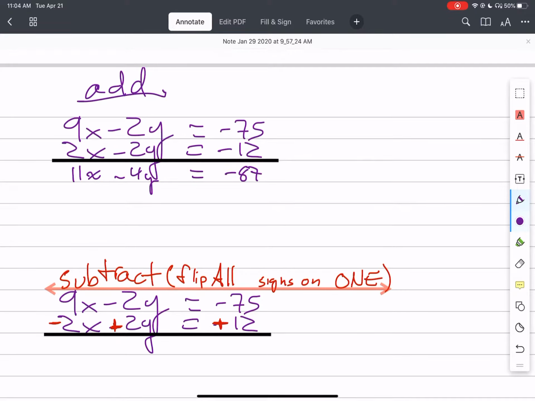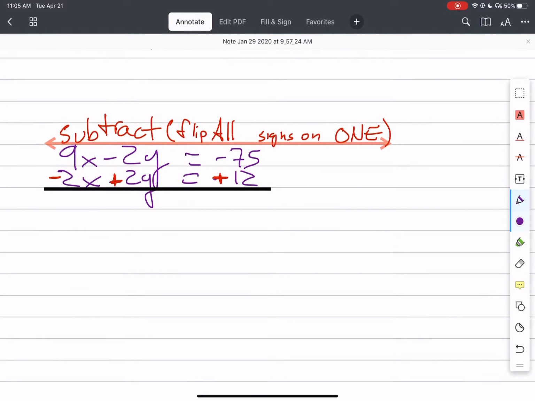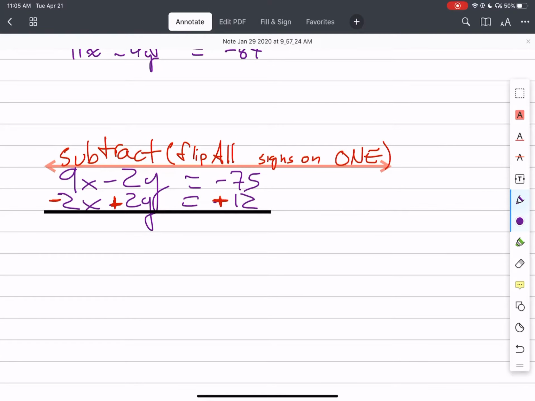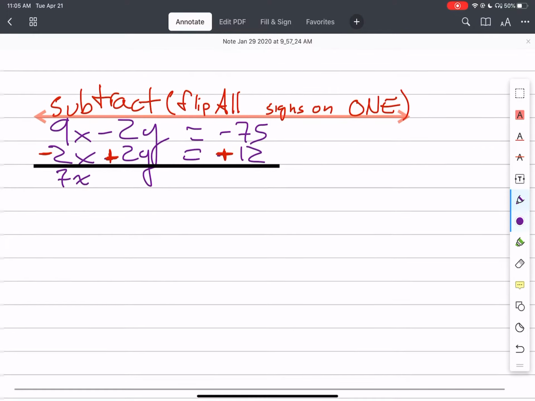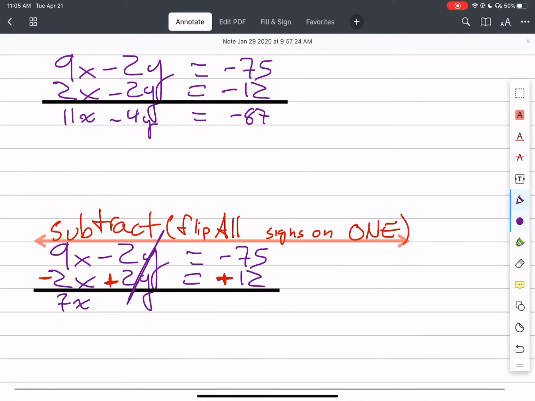Nothing's been eliminated. We still have both terms, so now we'll try subtracting. With subtracting, you flip all the signs, but only on one of the equations. So I did that on the bottom one. You could have done the top. It doesn't matter. Either way, 9x's minus 2x's is 7x's. And then minus 2y's plus 2y's is a grand total of 0y's. So those y's have eliminated.